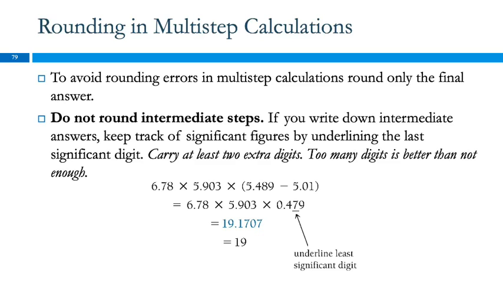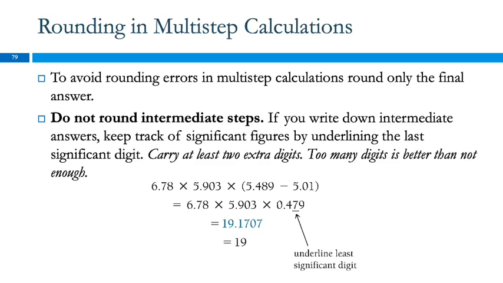My recommendation is carry at least 2 digits beyond the underlined. You can carry all of them if you want to, and some of you will, and that's fine. I think it's tedious writing down all those numbers. But carry at least 2. If you carry 2 extras, you're fine. Too many digits is better than not enough.